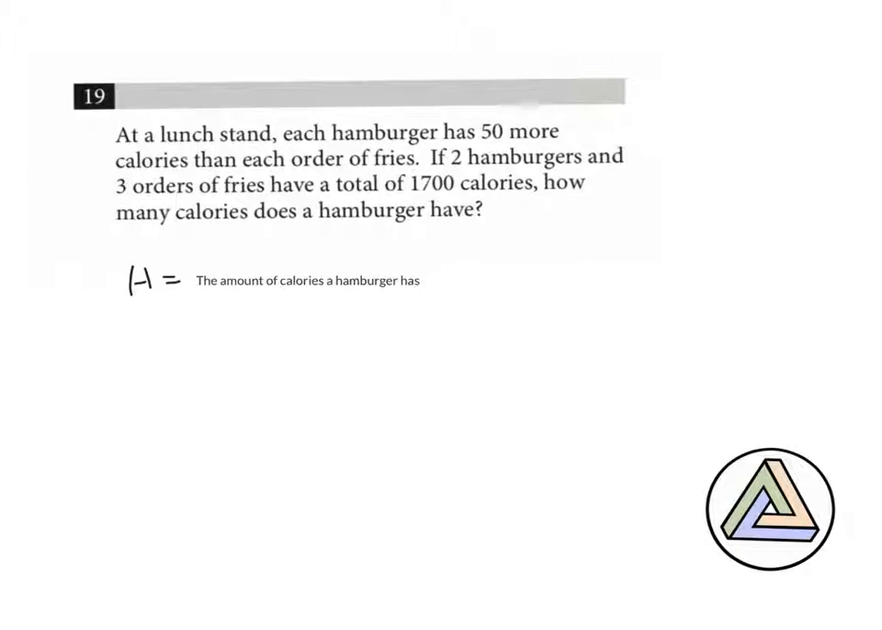And we are going to say that F equals the amount of calories an order of fries has. Now, according to the problem, each hamburger has 50 more calories than each order of fries. So one thing you could realize is that H equals F plus 50.